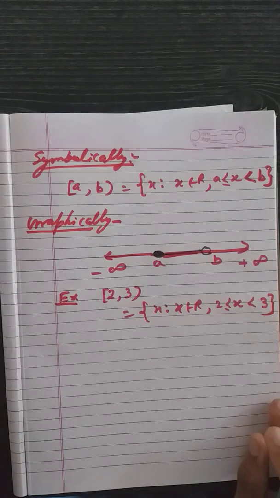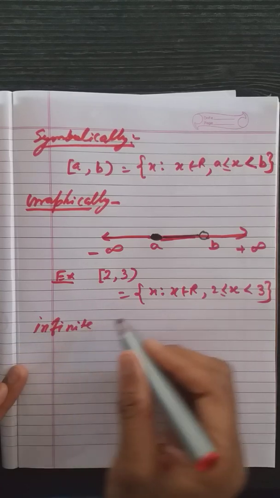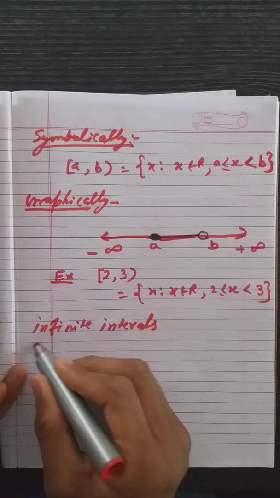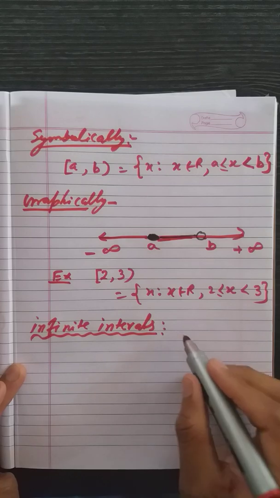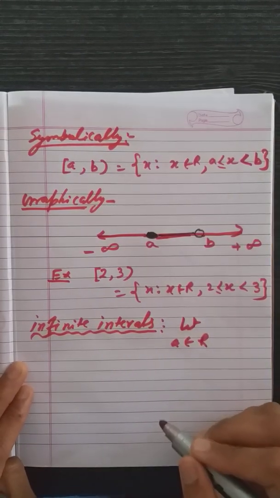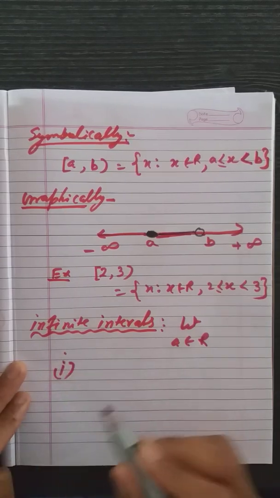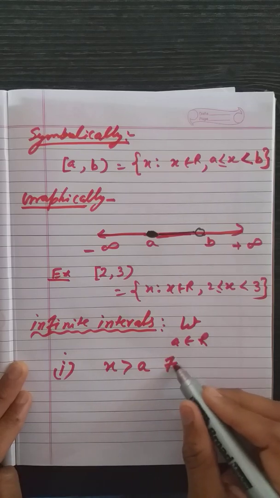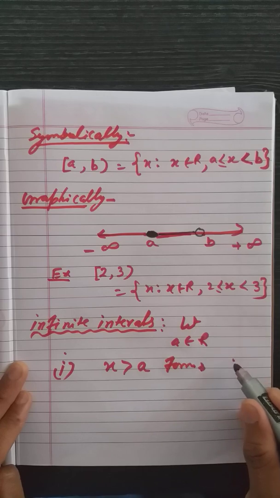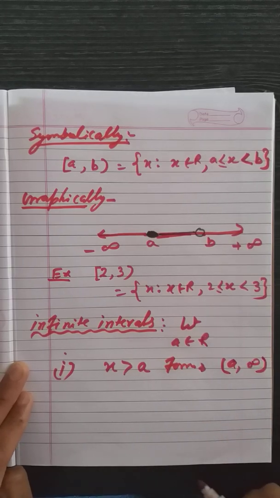Now come to the infinite intervals. Let A belong to R. The set of all real numbers such that x is greater than A forms the interval from a to infinity, since x is greater than a.